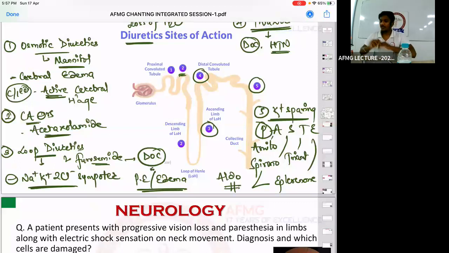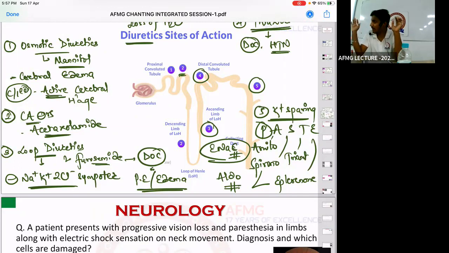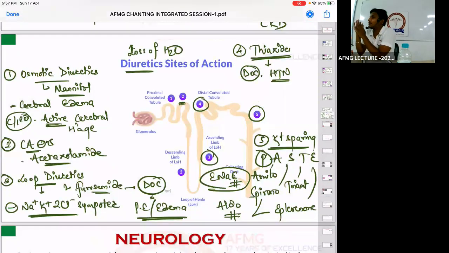Out of these, spironolactone and eplerenone are aldosterone antagonists. Amiloride and triamterene are ENaC blockers, epithelial sodium channel blockers. Now, these are potassium sparing diuretics.